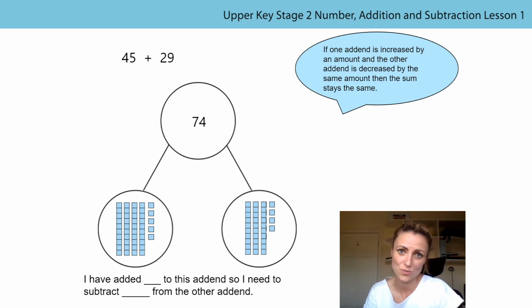So which addend will you increase? Why will you increase that addend? Which one will you decrease? Why will you decrease it? And why will you decrease it by that amount? Perhaps you could draw a picture to show how you're redistributing those addends, proving that you really understand this strategy. Pause the video now and have a go.